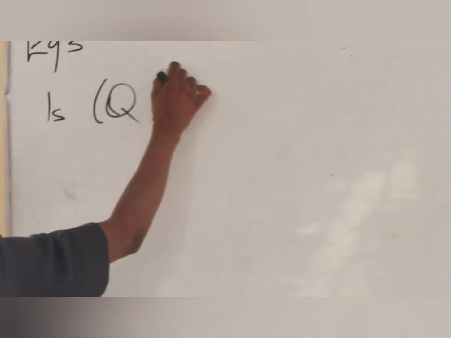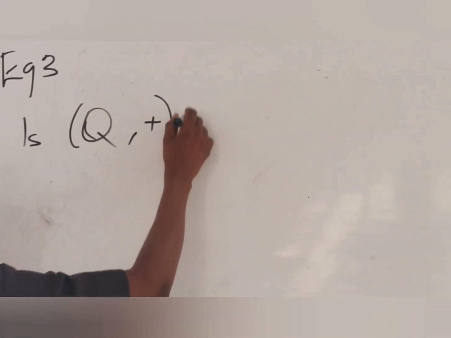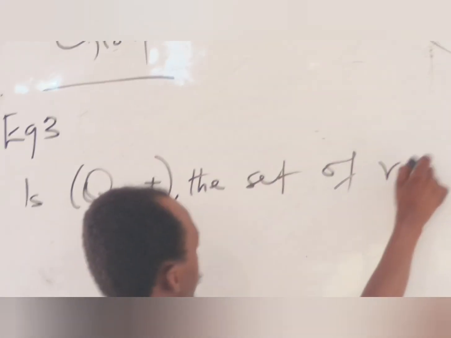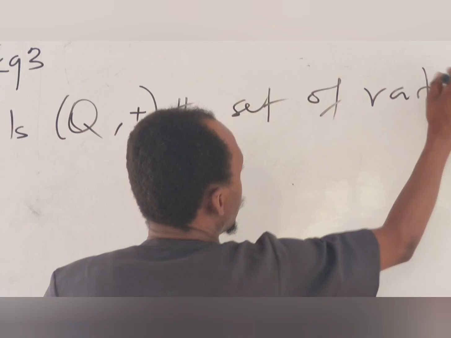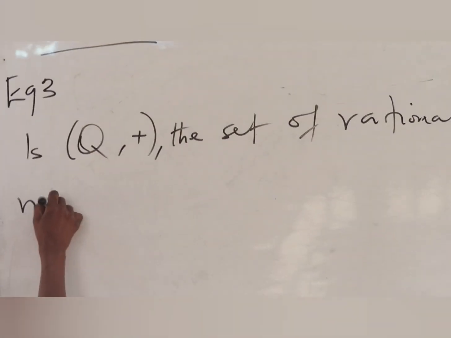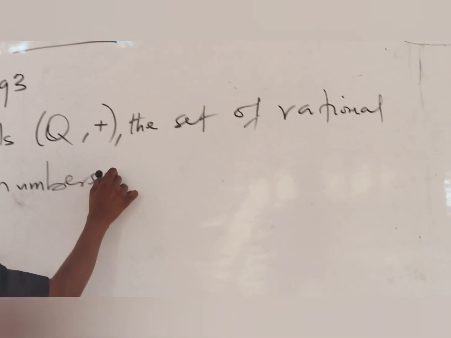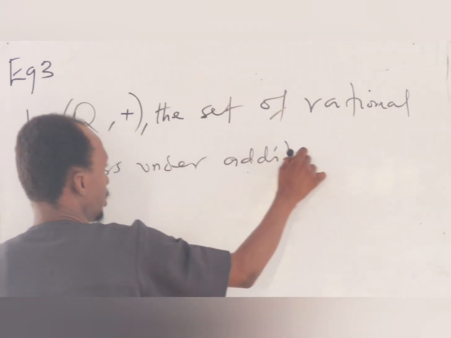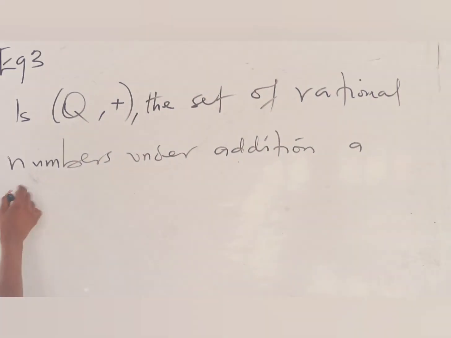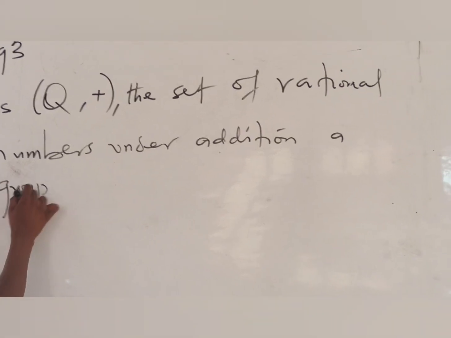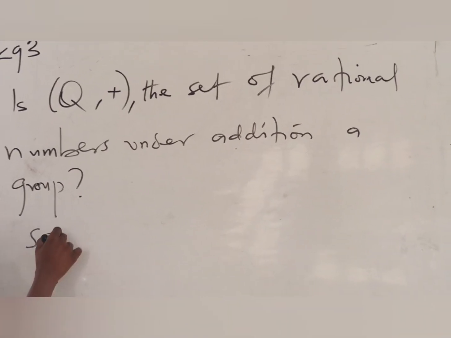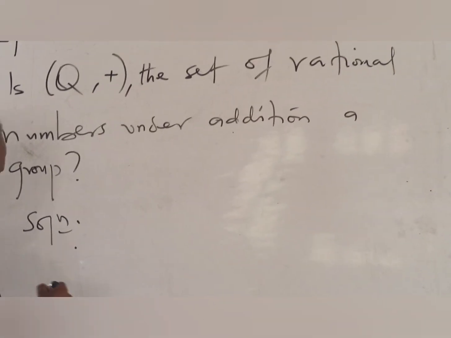Q and addition. Is the set of rational numbers under addition a group? So let's see whether it is indeed a group or not.